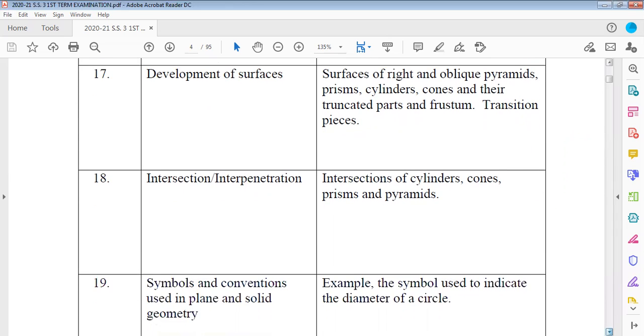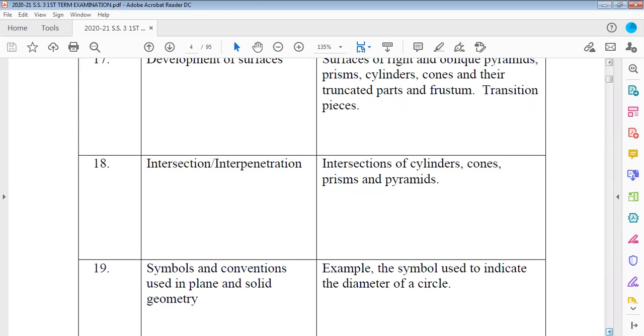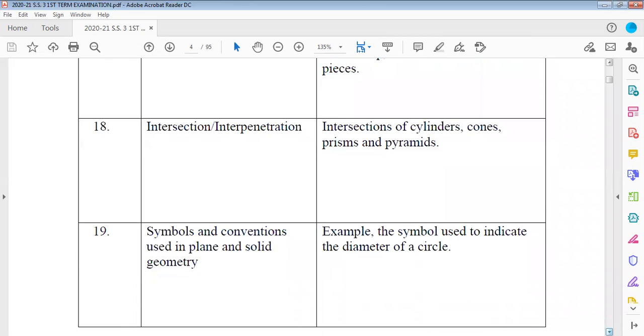So the next one is intersection or interpenetration of solids. So how you can find the curve or the line of intersection of two solids that penetrate each other, like cylinders, cones, prisms, and pyramids, and so on. So how you can find the line of intersection and also the curve of intersection of those objects when they intersect each other.